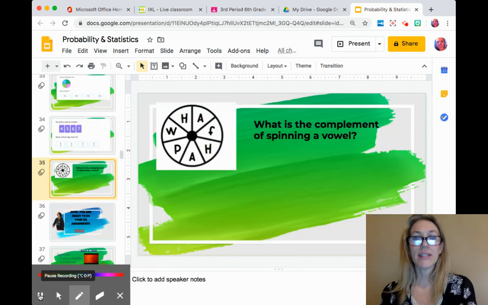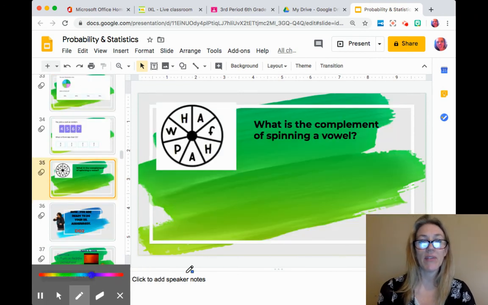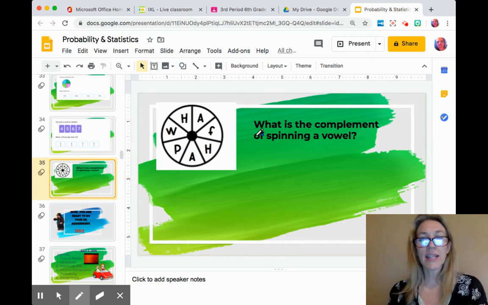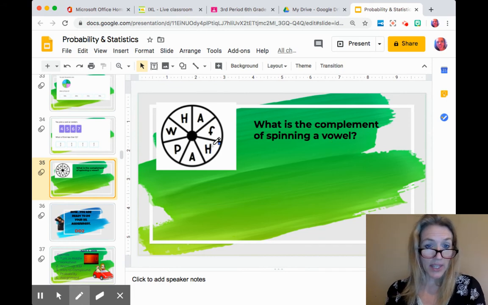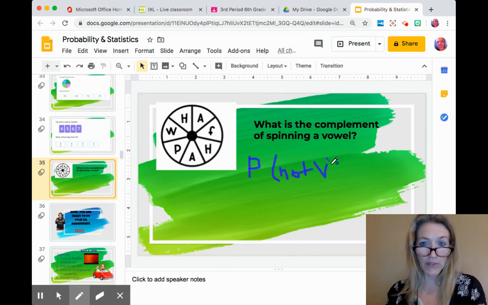All right, guys, this is our final example of the lesson, and it asks, what is the complement of spinning a vowel? So I'm going to look at this spinner, and I can see it has a lot of choices, and I know I'm going to notate this. This is the probability of not a vowel. I'm obviously awkward at this, so I'm going to put not a vowel, and I'm just going to put a little V here.